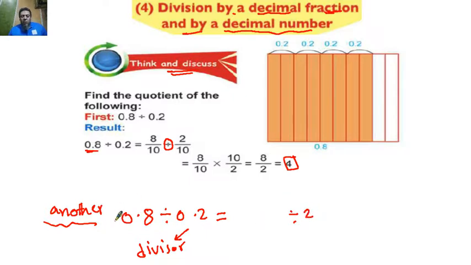Then we must multiply the dividend by 10. This number equals 8. So the two numbers become whole. 8 divided by 2 equals 4. That's the easy way to divide two decimal numbers, or to divide decimal by decimal, or dividing whole by decimal. The first step is that we must convert the divisor from decimal to whole.